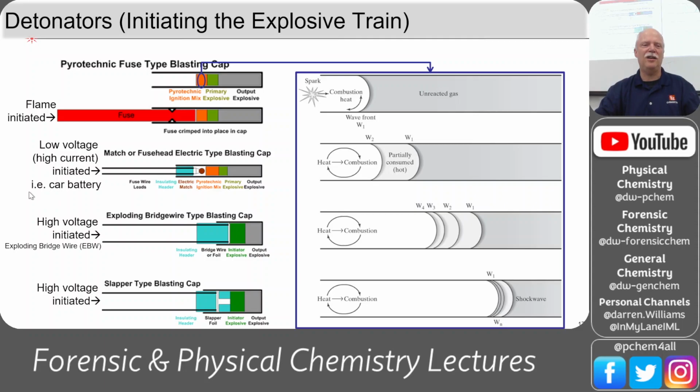So here's how we start the explosive train with these different kinds of detonators. You can use a flame initiated with a fuse. They have this pyrotechnic ignition mix. So this pyrotechnic ignition mix, this would be a propellant.